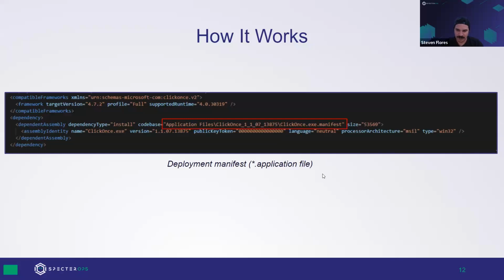So the deployment manifest, again, this is the application file. We mentioned before that it's going to point to the actual ClickOnce or application manifest. Based on how the web server is set up, it's going to be stored in a particular location that's referenced here. So in the application files, usually some versioning, and then we'll have the actual application manifest specified. This is where that reference happens in the deployment manifest.